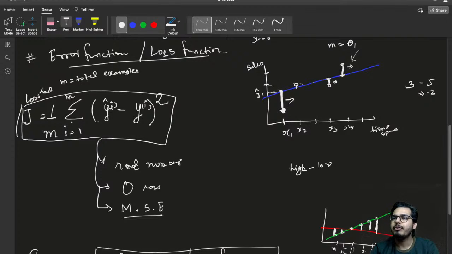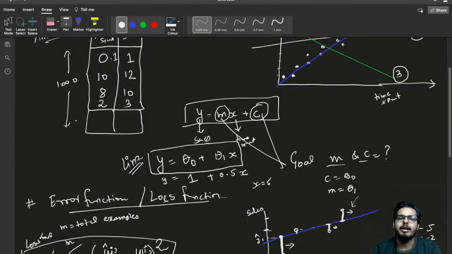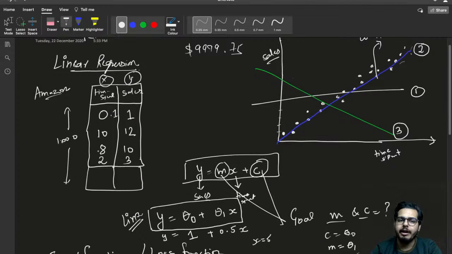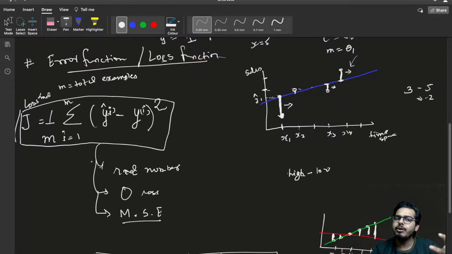Why from 1 to m? Because I want to do it for all the data points. Like I have 1 data point, 2 data points, 3, 4, 10, 100 data points, all the data points. And for each data point, I will calculate the y hat. Now what is y hat?